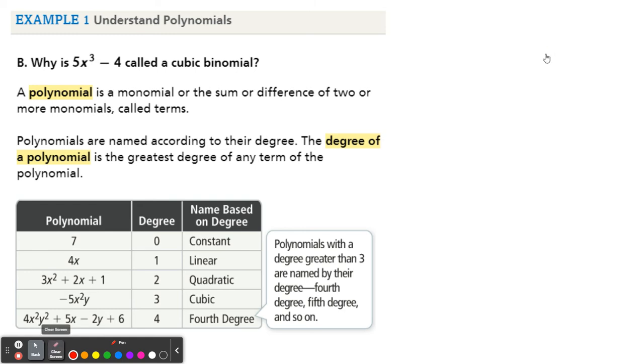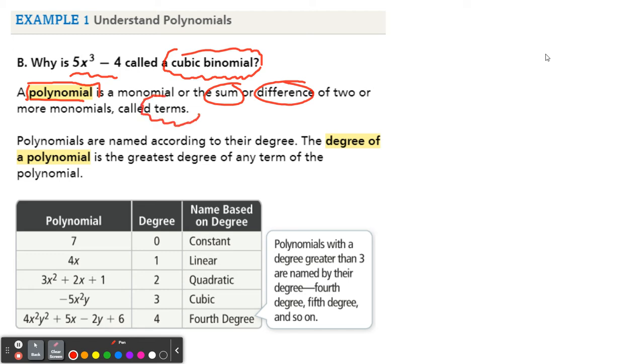Why is 5x to the third minus 4 called a cubic binomial? So again, we talk about polynomials, right? A polynomial is a monomial, or the sum or difference of two or more monomials called terms. This word terms is very important. I've used it all year long, right? So in this case, this polynomial up here at the top has two terms. One term, two terms, separated by a plus or minus sign.